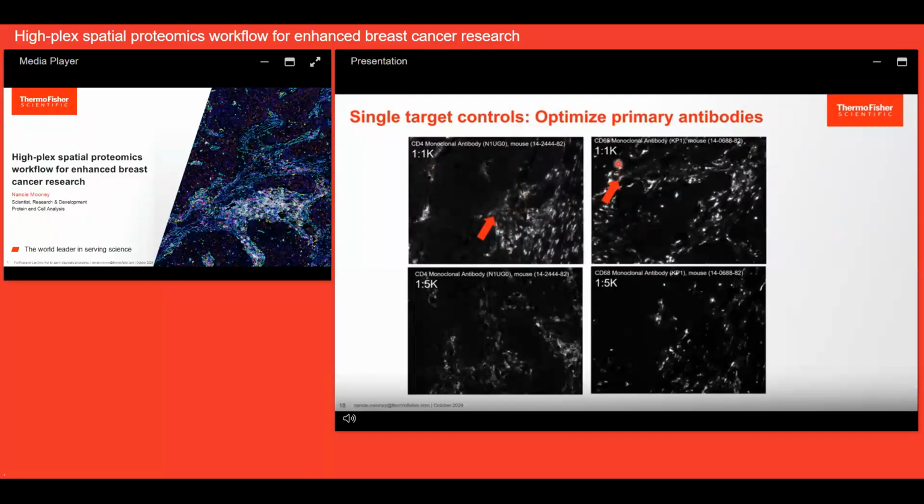And you can see that I'm seeing some off-target, blurry effects. This is a strong indication that I had too much primary antibody and that the signal amplification was bringing up non-specific staining. So in both cases, I brought my antibody concentration down to 1 to 5,000, which got rid of this non-specific staining and really sharpened up my staining significantly, as you can see here.